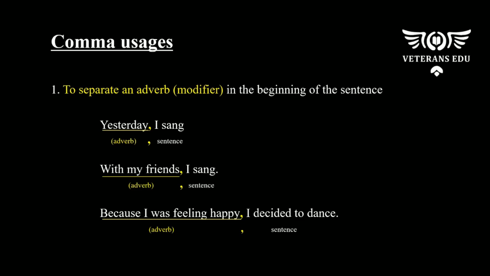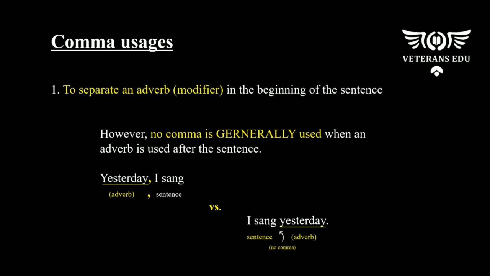Of course, when you're reading, you'll sometimes see the writer omitting the comma. In this case, it's the writer's choice. But for a punctuation section on the writing test, you have to remember this comma usage. And there's one more concept you have to learn within this usage. A comma is not generally used when the adverb is used after the sentence. For example, let's compare these two sentences on the screen. The first sentence, "Yesterday, I sang," I'll put a comma between the word yesterday and I. But in the second sentence, "I sang yesterday," where the adverb comes at the end of the sentence, we do not generally use the comma.